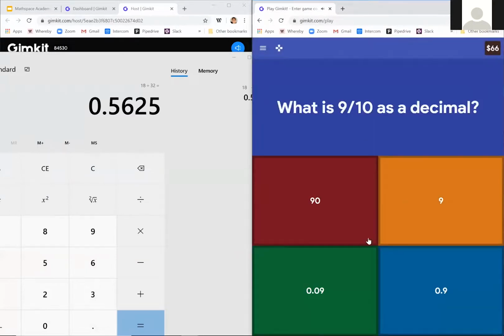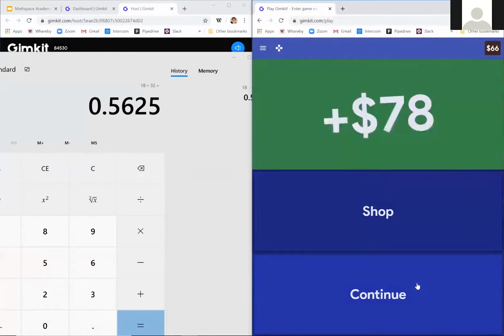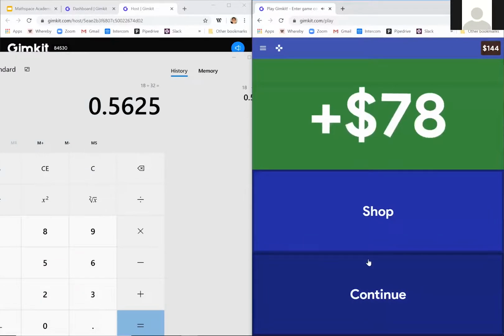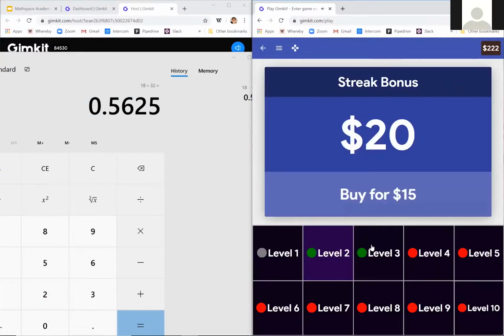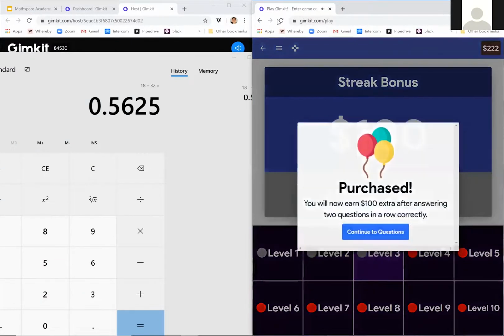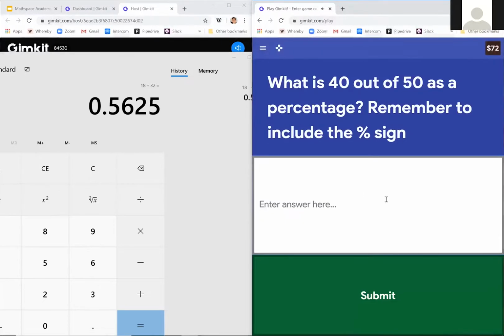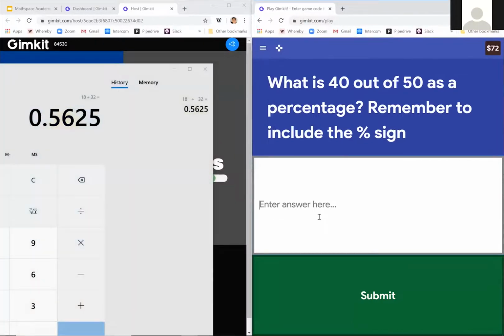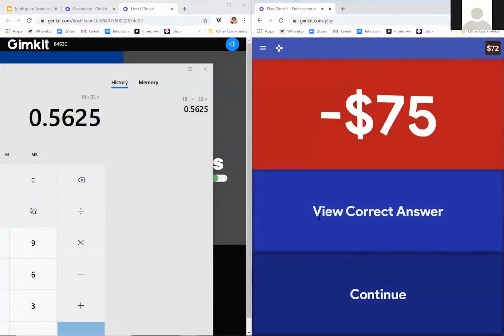What is 9/10 as a decimal? 0.9. 0.06 into a percentage. Ooh, 6%. More money, more money. What is 40 out of 50? How much time did I put on this game, by the way? I think I put 10 minutes, but I'm not sure. Oopsie daisy. 40 out of 50 as a percentage is 80%. Oh, I didn't put the percentage sign.